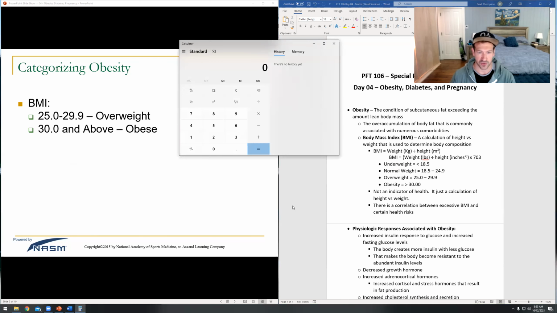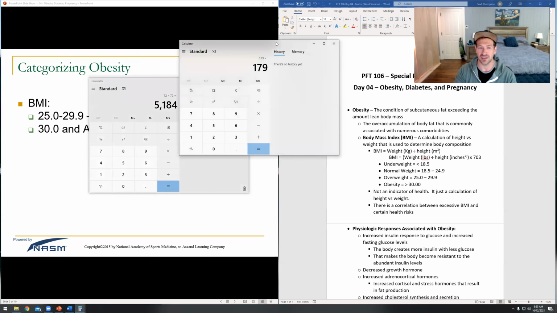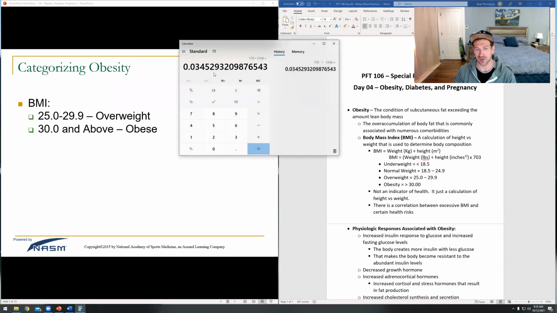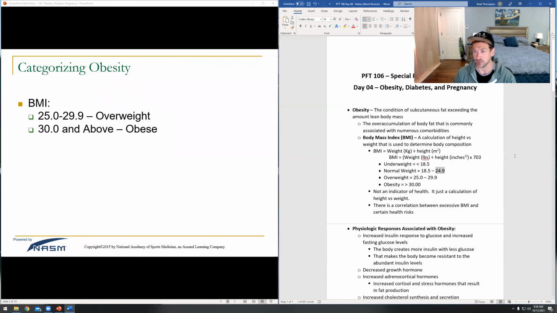If we do my version of this, I weigh 179 pounds divided by my height in inches squared. I'm 6 foot, so that's 72 inches times 72. So that's 179 divided by 5184, which gives us this weird little number. I know it doesn't look like it's right, but then we multiply that whole thing by 703, and that puts my BMI at 24.27. So I'm just barely falling into the normal weight category.